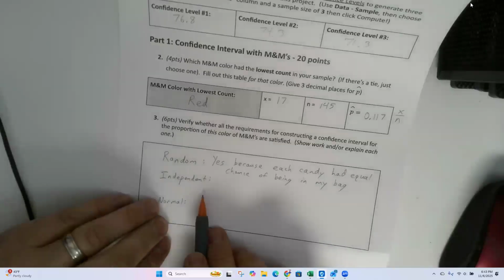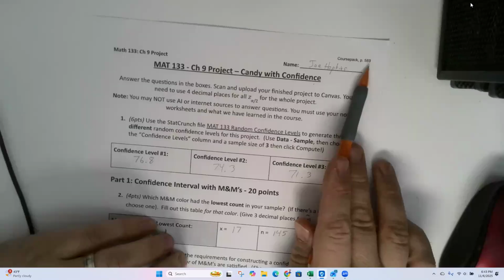Independent is you have to make sure that your sample size is not too big. For this first page, this is page 569.